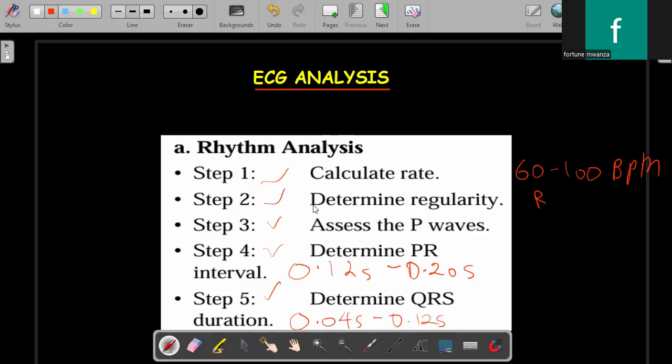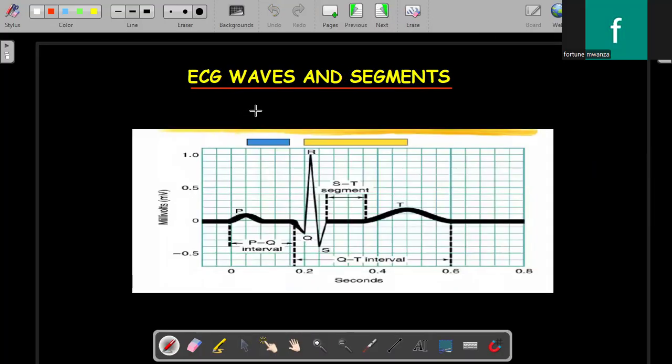Before I go through these steps one by one, let me remind you of a few concepts that you need to know here. You need to know the ECG waves and segments. Here we have the first wave, which we call the P wave, which is due to depolarization of the atria. Then there's a delay here, which allows filling of the ventricles.